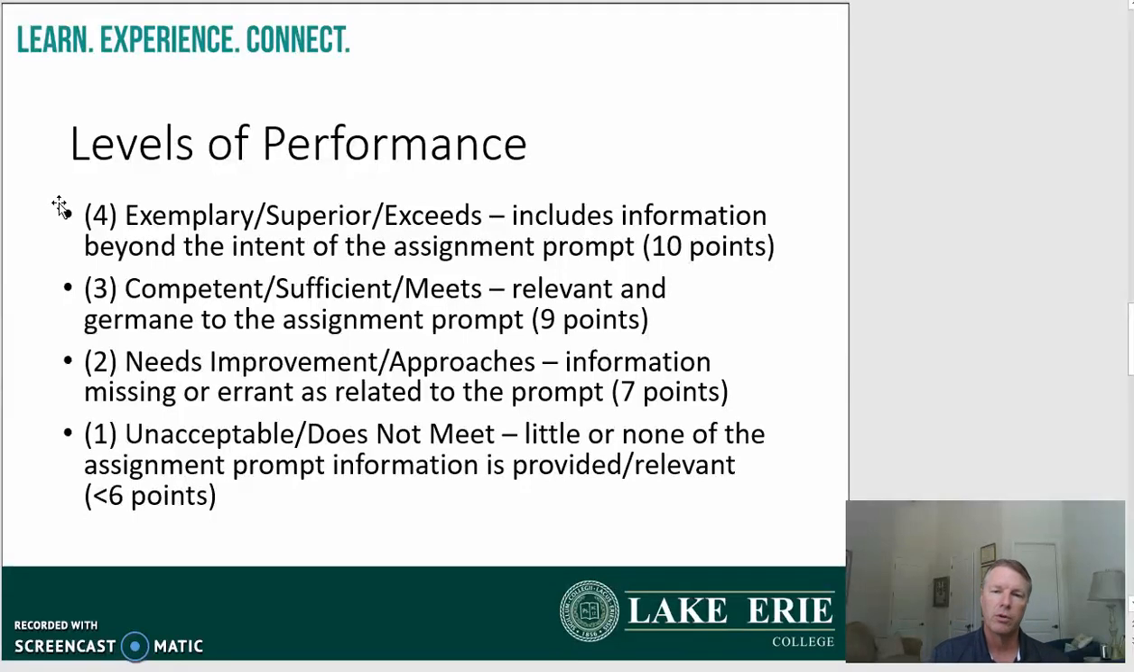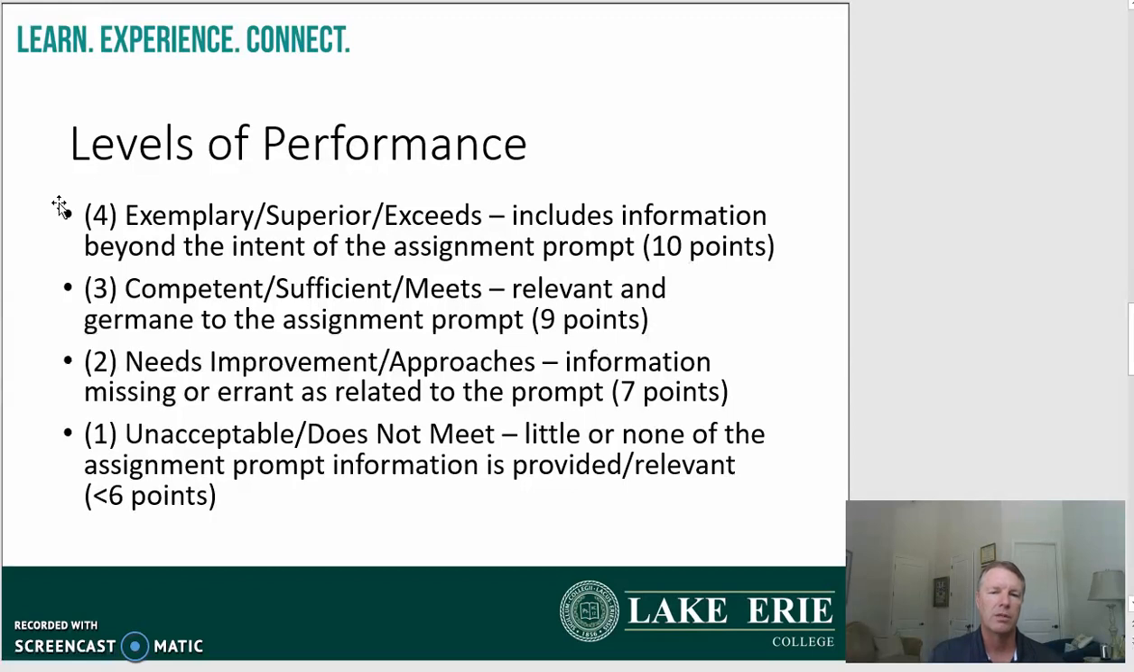Level 2, needs improvement, or some will simply list this as approaches competency. Some information is missing or errant as related to the prompt. We're looking really in the range of a C grade. Again, some faculty will argue maybe it should be a B grade or maybe it should be a D grade, but as long as you are clear in your grade rubric development and explain that to students, that, look, if something's missing, it's going to earn up to 7, or 70% of the potential points available.